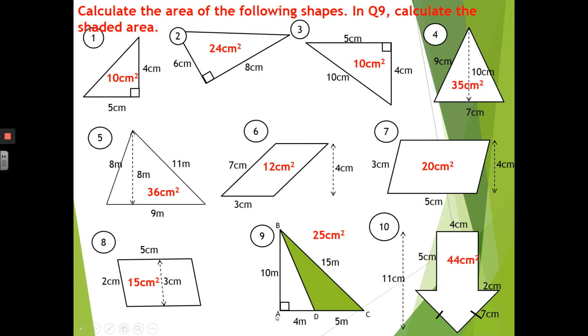Again, with question 9, you had a big triangle. You find the area of it, take away this triangle here, which would leave you with this shaded bit, and this shape here, again, splitting it up.